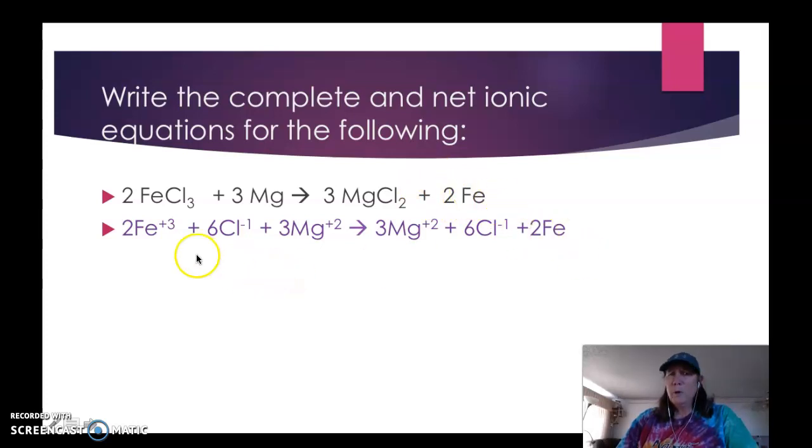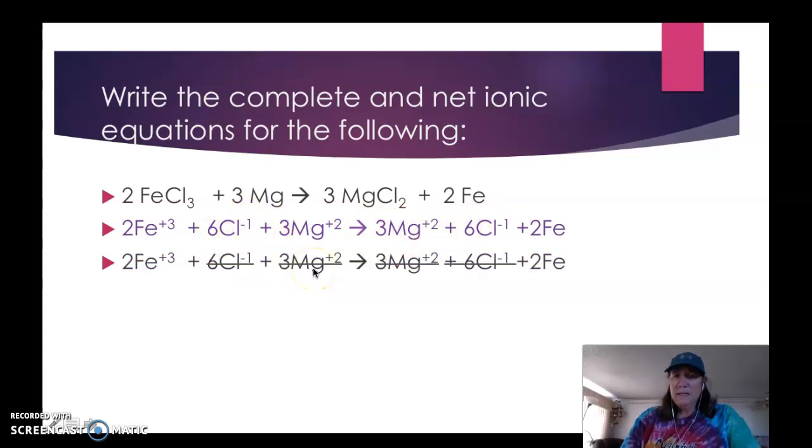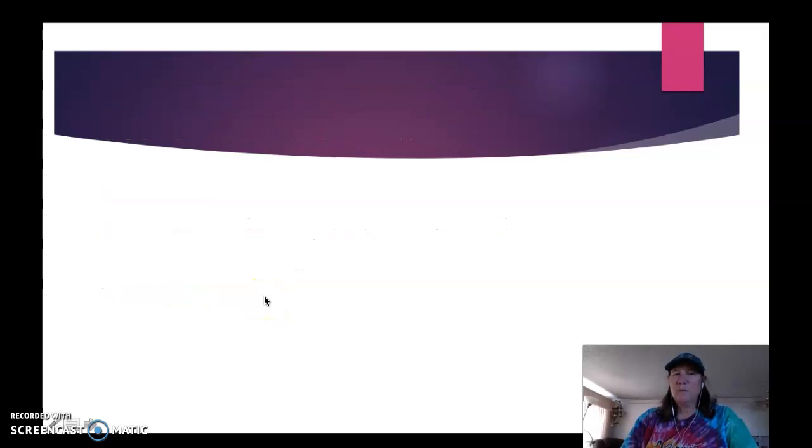Okay, so if we go back through and cross off the ones that are the same on both sides, we're going to cross off the chlorine and the magnesium. I know this looks weird, but we have iron as an element. That's kind of a weird one. We'll do some better ones that you're more used to.